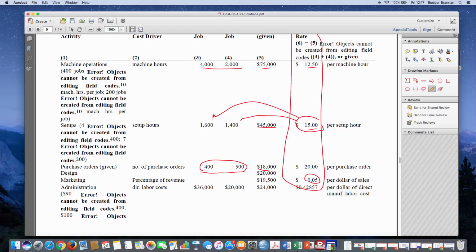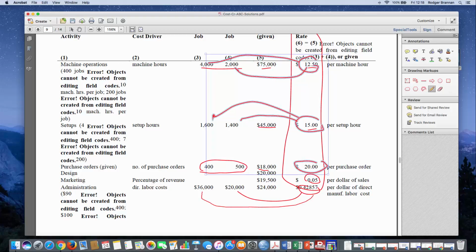times the 1,400. Take this times 4,000, take this times 2,000. Take the $20 for my purchase orders times 400, and then times 500. And then this one, I'd have to figure out what the total sales are for each of these, times 5%. Take this number here, then times the respective administrative, to determine my administrative cost.